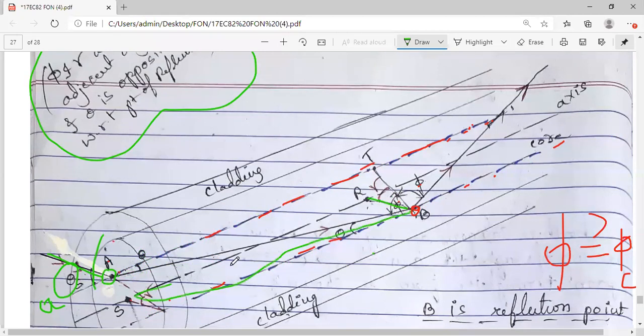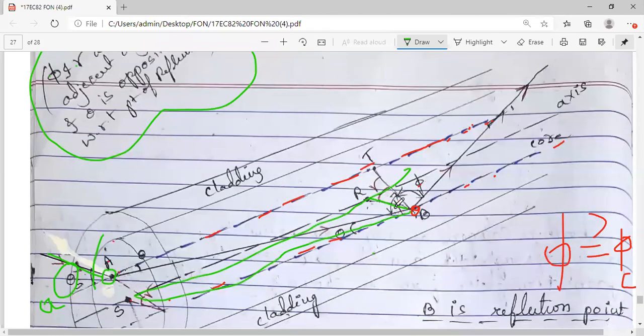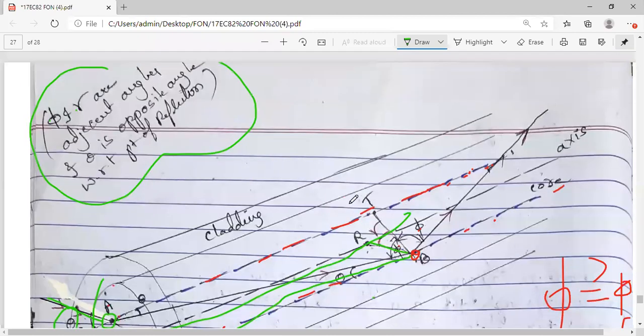This is one plane. So whatever angle phi, gamma and theta, not theta, angle gamma and phi, these two are in one plane and they are called adjacent angles. Remember this: out of three angles, phi, gamma, theta, phi and gamma are called adjacent angles with respect to the point B. And in a similar way, the third angle is theta. Theta is called the opposite angle. Phi and gamma are adjacent angles. Theta is called the opposite angle.